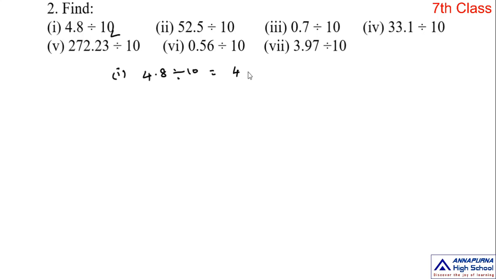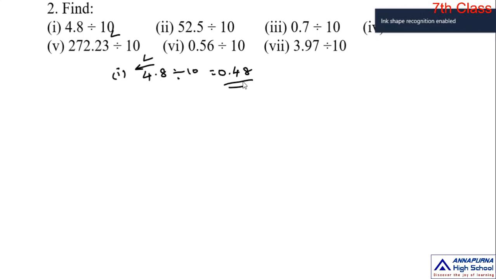Write the number 48, ignoring the decimal point. In between 4 and 8 the decimal point is there. Now, here we are dividing by 10. So 1 followed by how many zeros? 1 zero. So you should shift the decimal point toward the left by 1 digit, because 1 is followed by 1 zero. Shift the decimal point from here to here, put the point. Therefore, it is equal to 4.8.